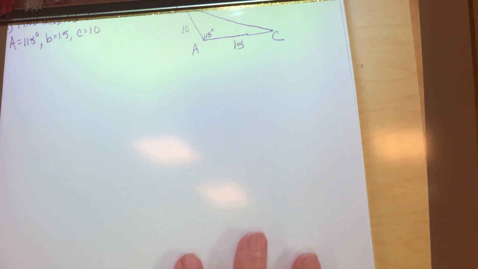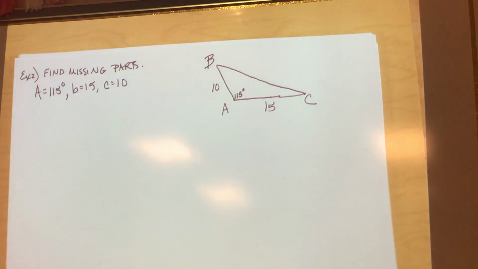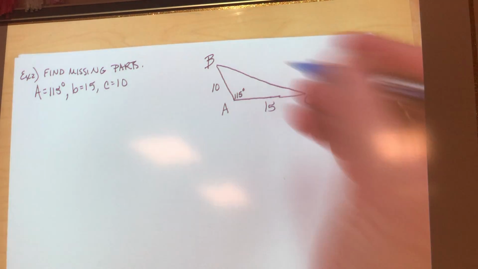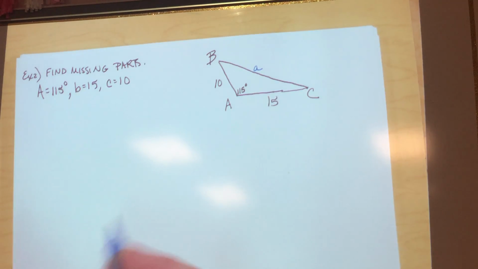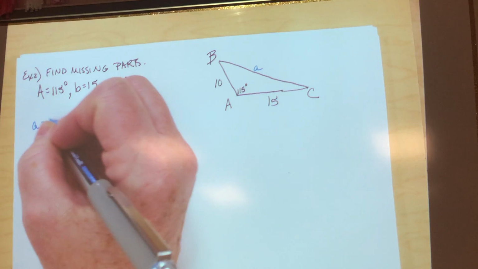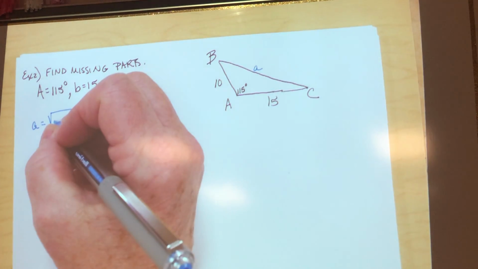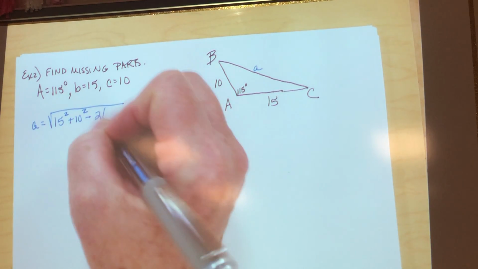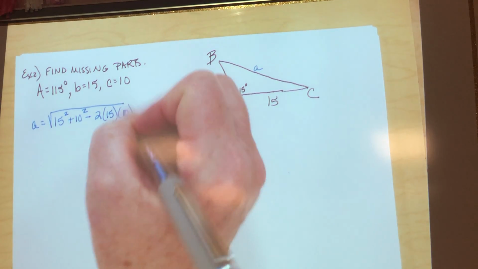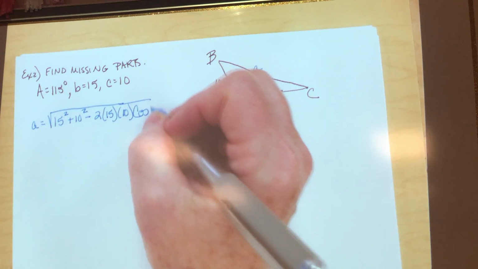Okay, so here we go. Tell me what's the only thing, what do you have to find right now? Side A. Y'all, you're stuck. You can't do anything. You have to find this side A. Okay? So, the formula is A is equal to the square root of the 2 other sides squared. So, 15 squared plus 10 squared minus 2 times each one of those. 2 times 15 times 10 times the cosine of the angle of that side, 115.